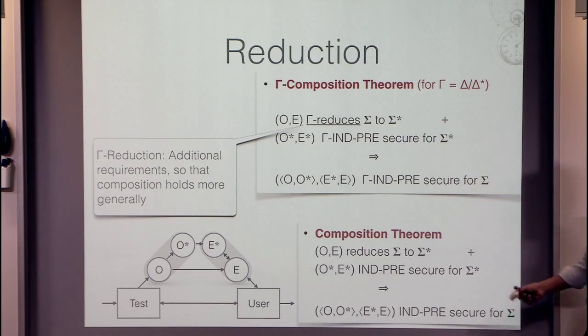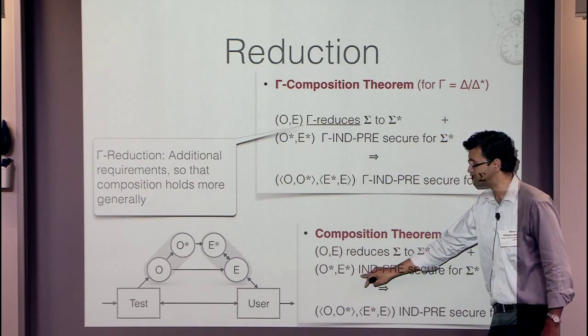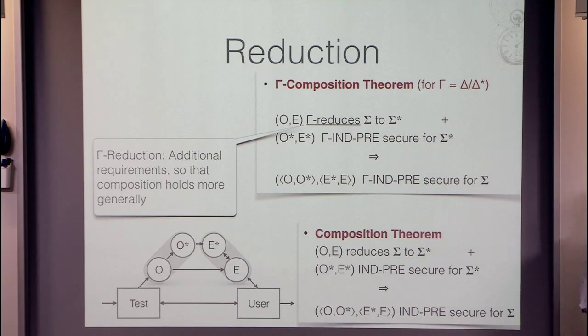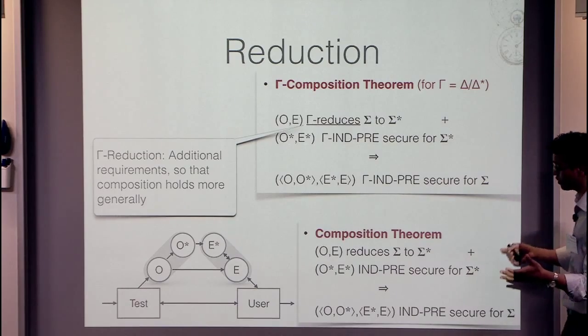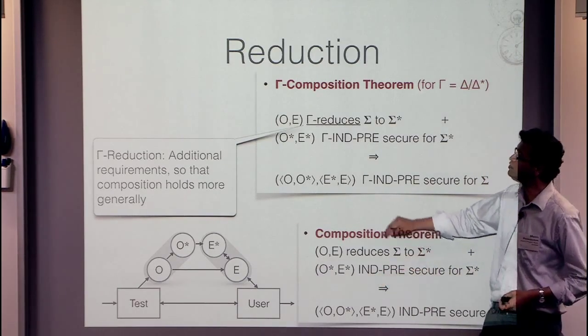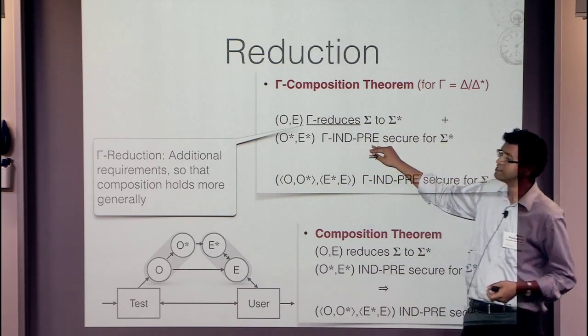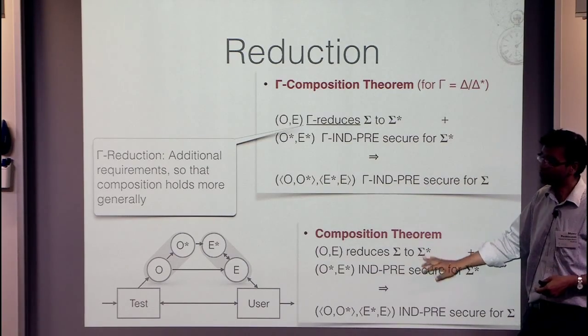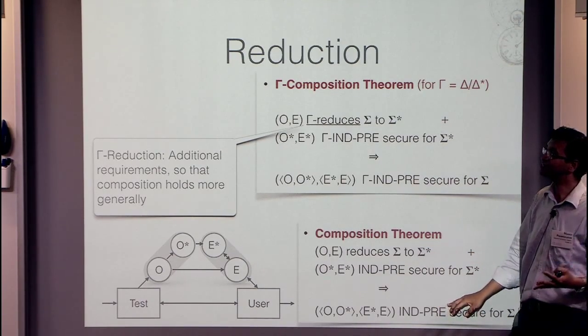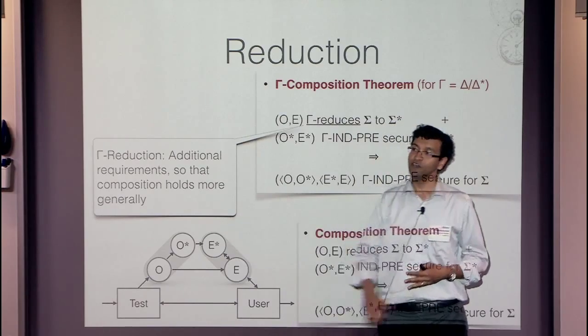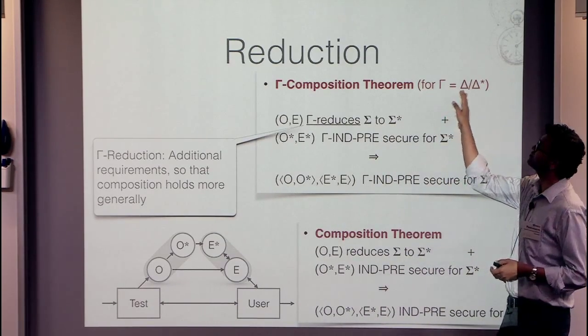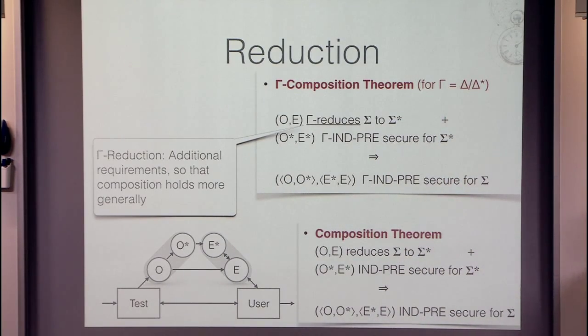And the composition theorem, as it is stated here, only works for the full-fledged int pre-security, which means you have to consider all test families, all polynomial time tests. But if you want to work with a restricted test family, you'll need a better notion of reduction, which has additional requirements. We have such a notion of reduction for a few classes, like delta and delta star, for which we can again prove a composition theorem.